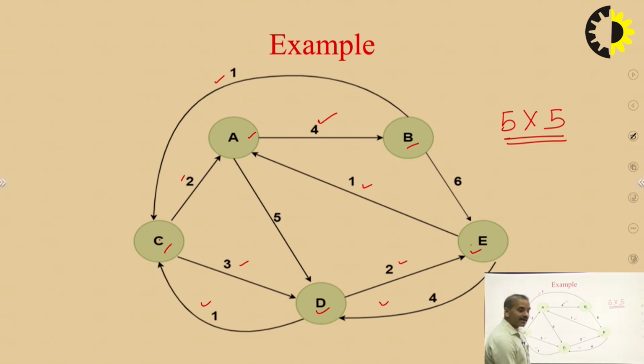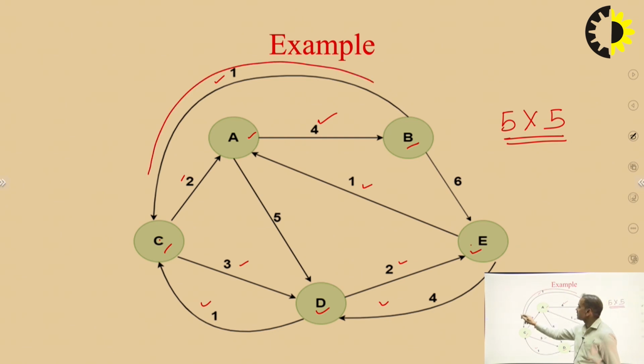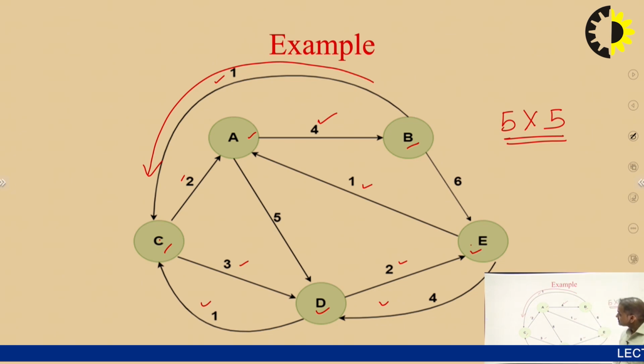This is a directed graph in which we want to apply Warshall's algorithm to find the shortest path between all pairs of nodes. Since it is directed, we can move from B to C this way, but we can't move from C to B in the reverse direction. Using this graph, we have to find the shortest path.